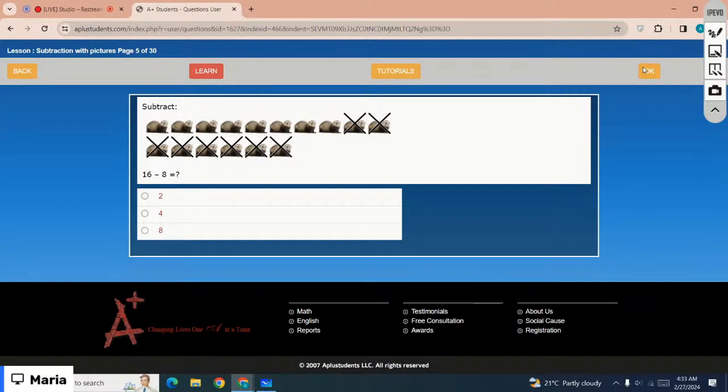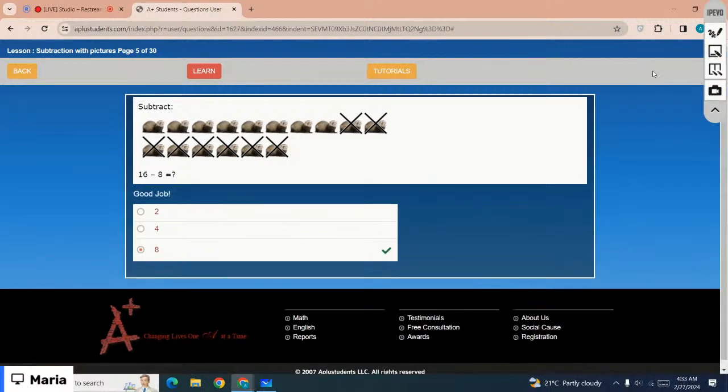16, take away 8, which is the correct option? You need to count the ones that are not crossed. So, which is the correct option? 16, take away 8 is 8. The correct option is 8.